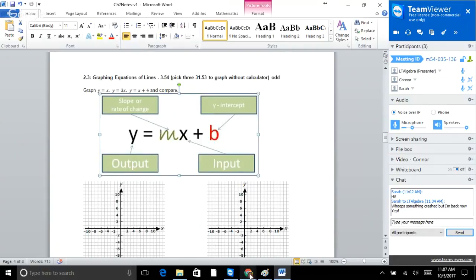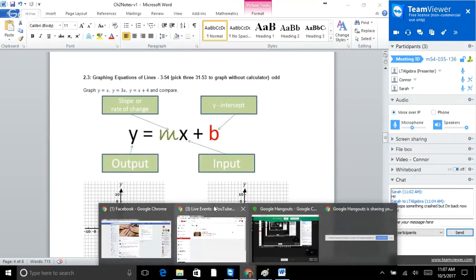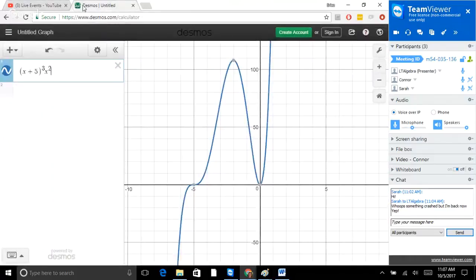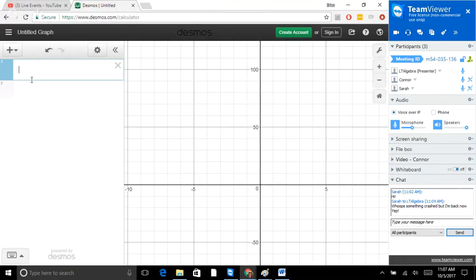So let's flip over to Desmos. It's on here somewhere. There we go. And this is pre-calc if you want to do some crazy polynomial functions. We'll get to do that soon.